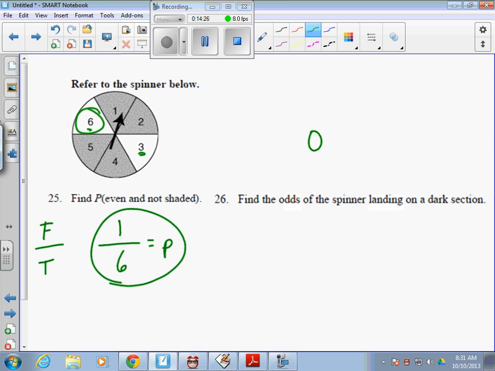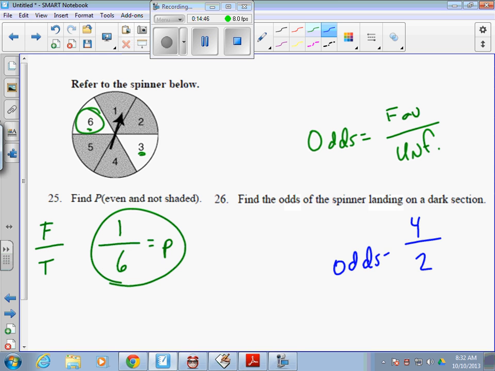Odds, on the other hand, are favorable over unfavorable. Favorable over unfavorable. So it says landing on a dark section. Well, the favorable odds are 4 of them are dark. 2 are not dark, so 4 to 2. So your odds are 4 to 2, which simplifies. The number 2 goes into 4 2 times, and 1, it goes into itself. So 2 to 1, written as 2 to 1.